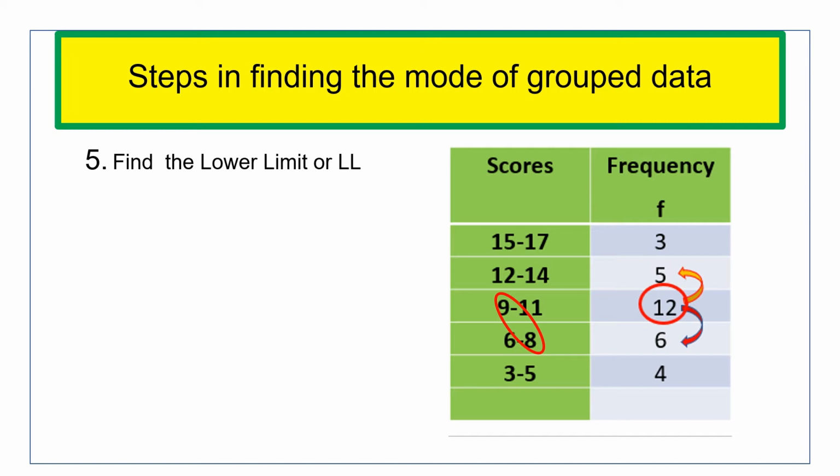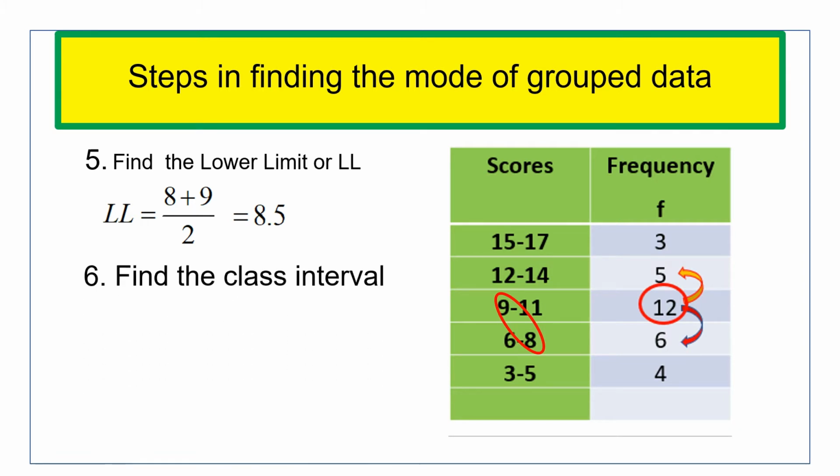It is the midpoint of 8 and 9. So we have 8 plus 9 divided by 2. What is the midpoint? The midpoint is 8.5, and that is the lower limit. Now we will be finding the interval. We have 3, 6, 9, 12, 15. That is an interval of 3 because we have a multiple of 3. So we are in the last step.